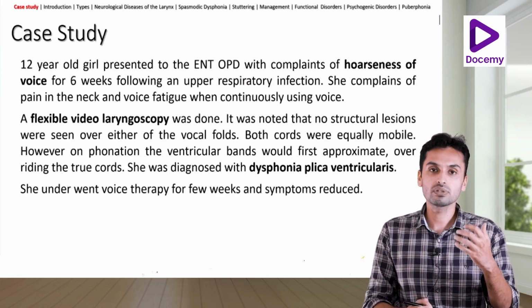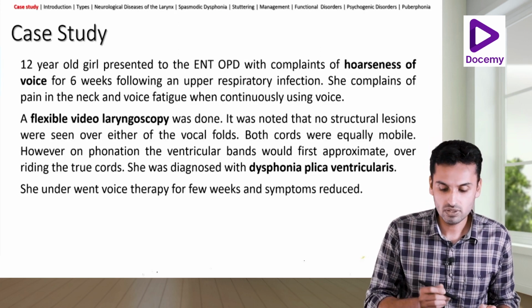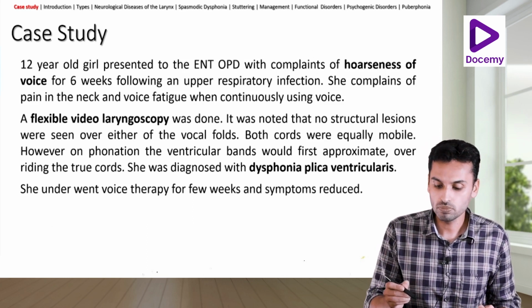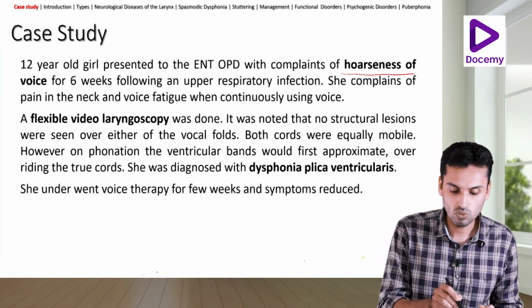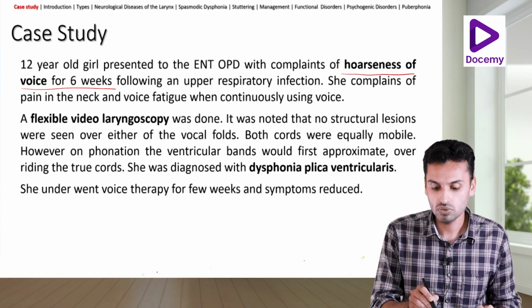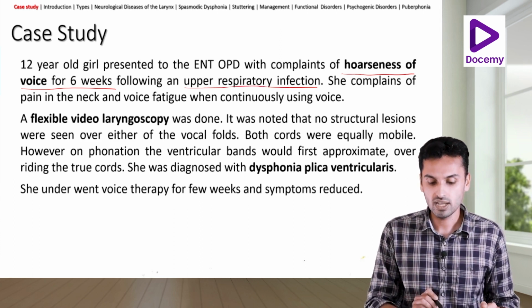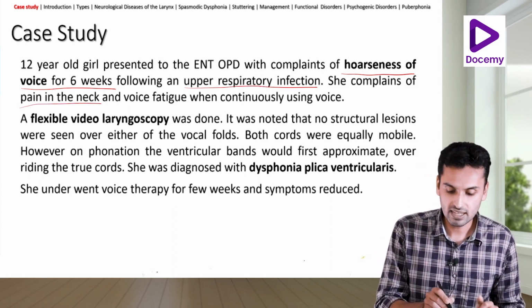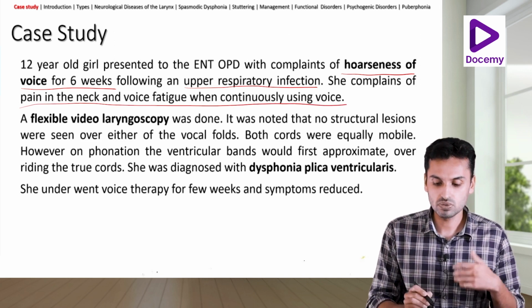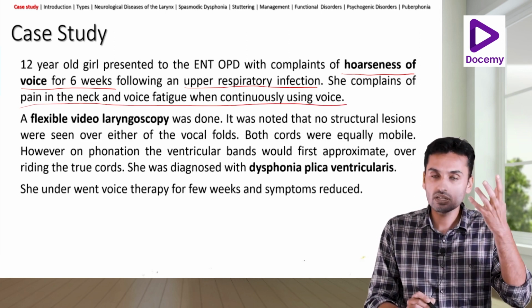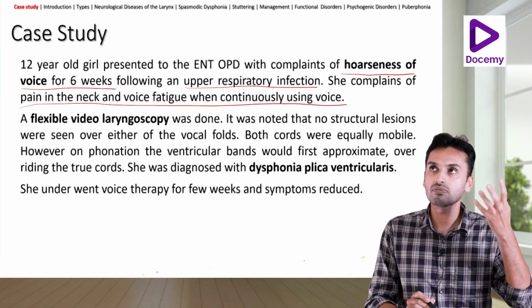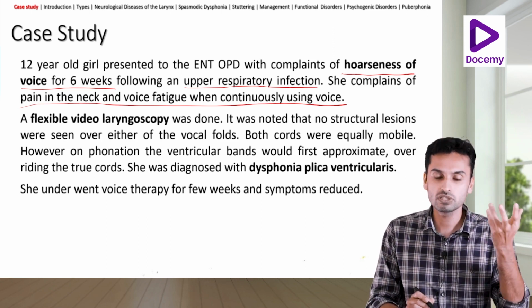As usual, we'll start with the case study. So you have a 12-year-old girl who presented to the ENT OPD with complaints of hoarseness of voice for the past 6 weeks following an upper respiratory tract infection. And she complains of pain in the neck and voice fatigue when continuously using her voice. So you would first think of a structural lesion. Suddenly she develops hoarseness, so you probably think of a vocal polyp or something like that.